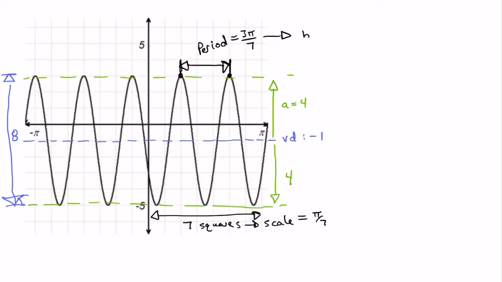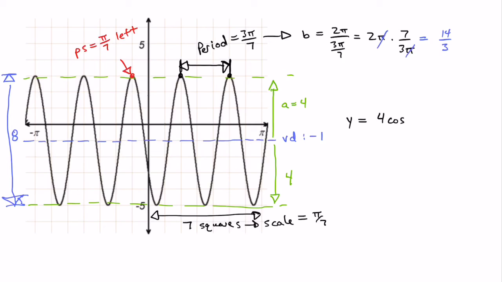The b value then is 2 pi over 3 pi over 7, invert and multiply, and I get 14 pi over 3 pi, but the pi's cancel, so it's just 14 over 3 is b. Now I can figure out my phase shift. I'm just going to go to the maximum closest to the y-axis, which is 1 square to the left, so the phase shift is pi over 7 to the left, and we can write out the equation. y equals 4 cos (14 over 3 (x plus pi over 7)) minus 1.